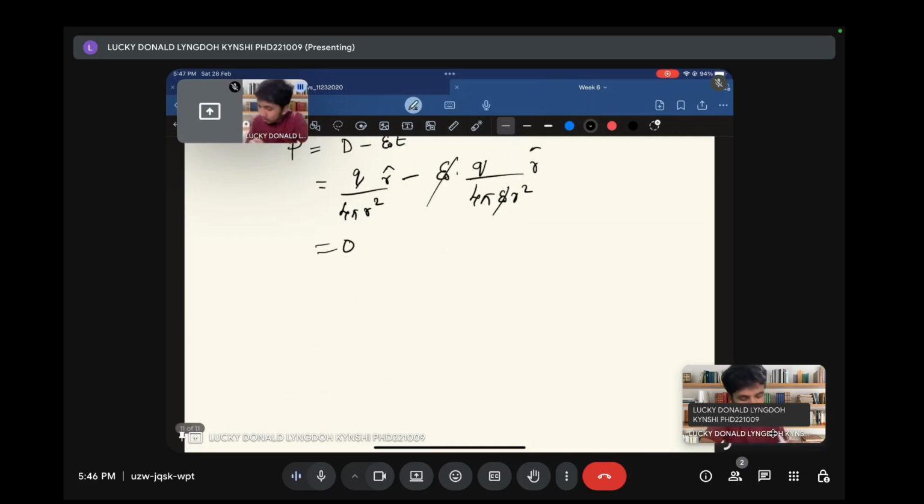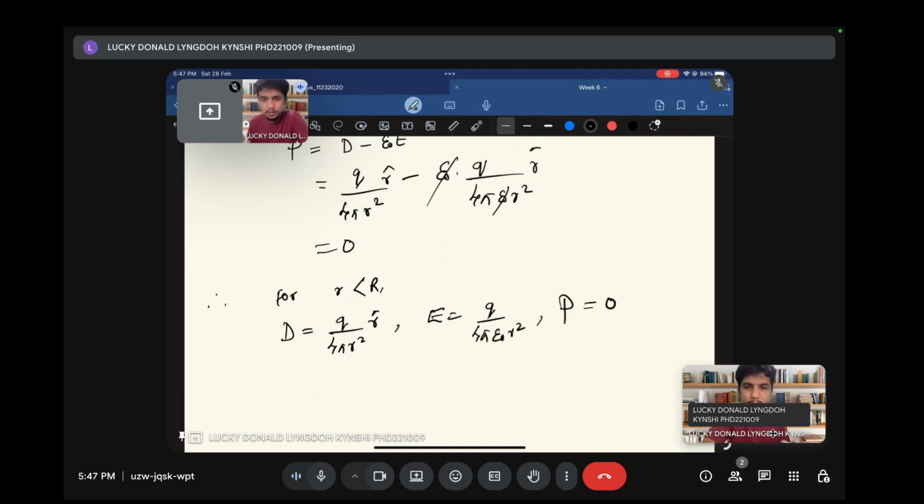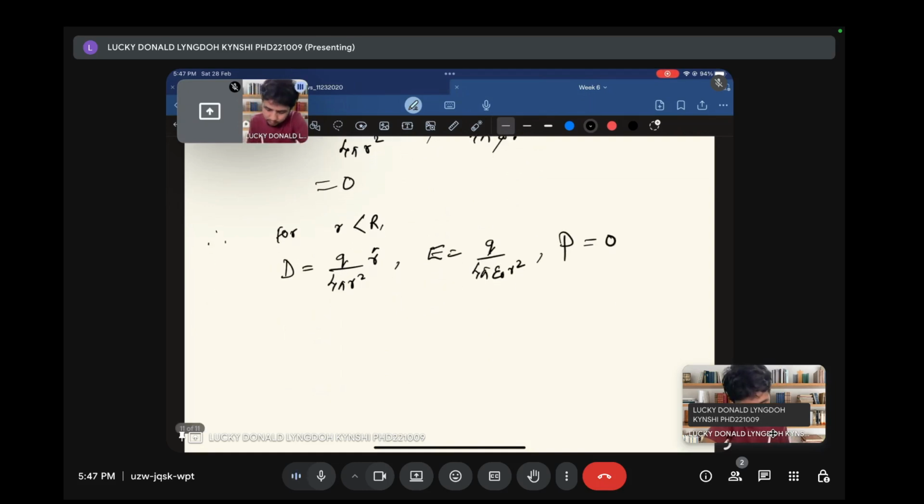So if I just summarize: for r less than r1, that is inside, D is equal to Q by 4 pi r square, in the direction r cap. Then the electric field is equal to Q by 4 pi epsilon r square, whereas the polarization is equal to 0. This is in region 1.